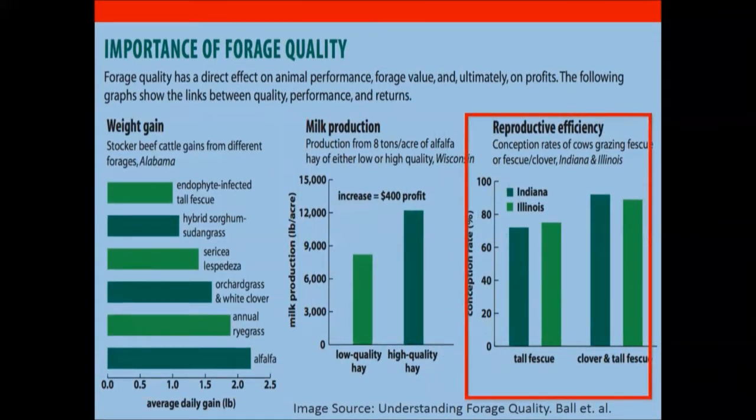Same sort of thing with the reproductive efficiency. This study was done in Indiana and Illinois. It was 2 different studies. It was one with tall fescue and one with clover incorporated into the tall fescue. Since the clover is a little bit higher quality, since it is a legume, it definitely boosted the quality of the forage in that pasture. So you can see that the conception rates are actually higher when the cows were fed clover and tall fescue rather than the lower conception rates with tall fescue alone.